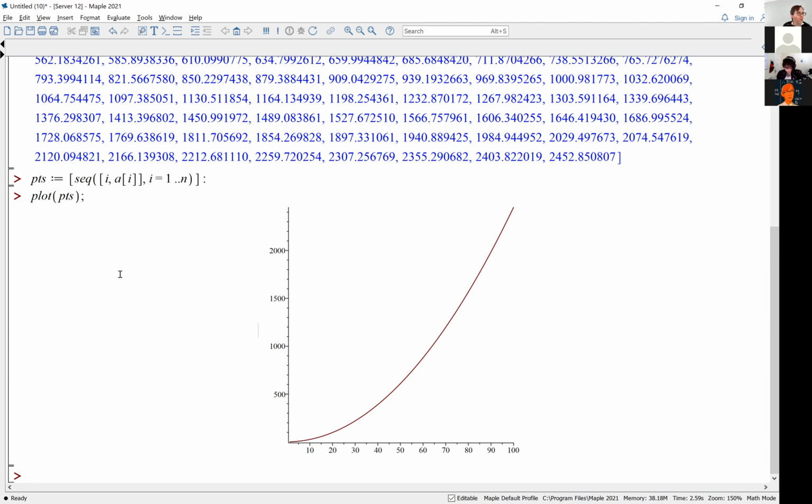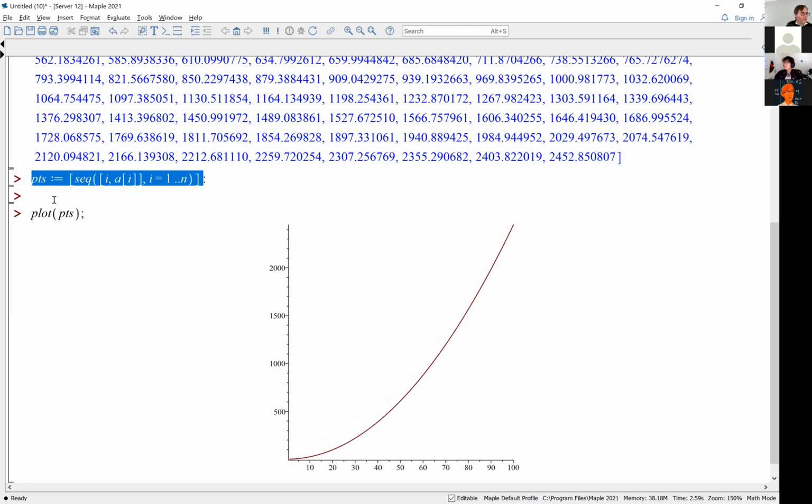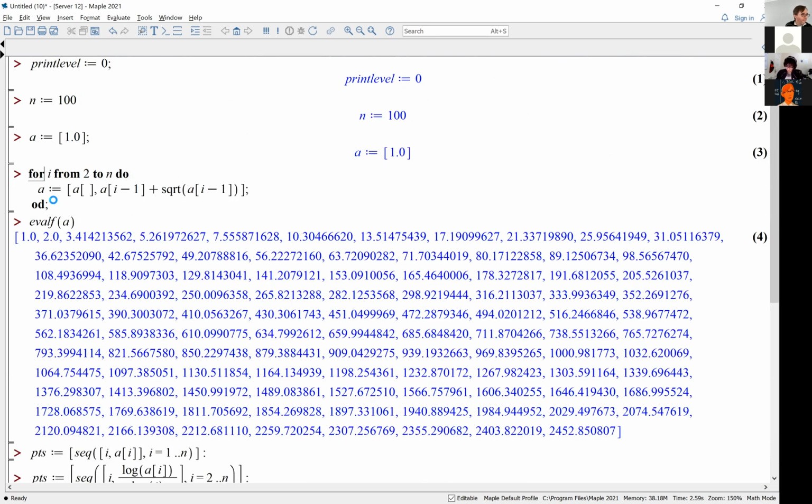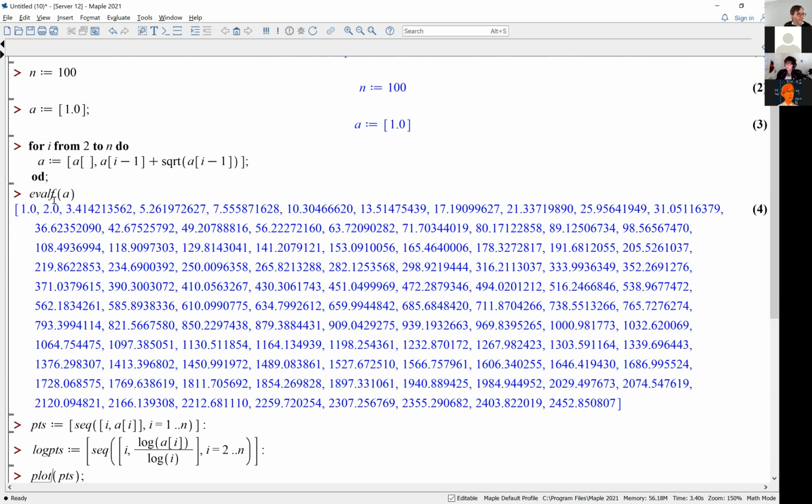Okay, so if it were n to the c, and then we logged it, we would get c log n. And then if we divided by log n, we'd get c. So let's make the log version of the points, where we log this and then divide by log n. That's going to be not so great when n is 1. Oh wait, this should say log i. So let's just go from 2. Oops, I should have given that a different name. Let's restart this. Let's call this log points and let's plot this.